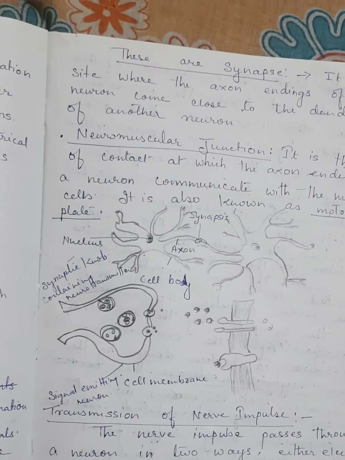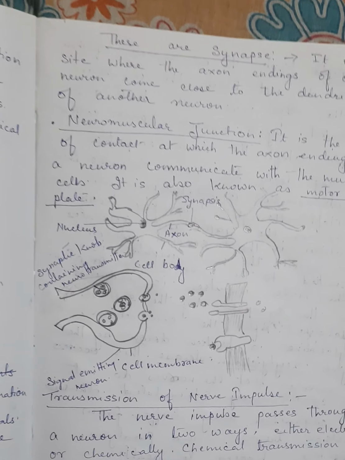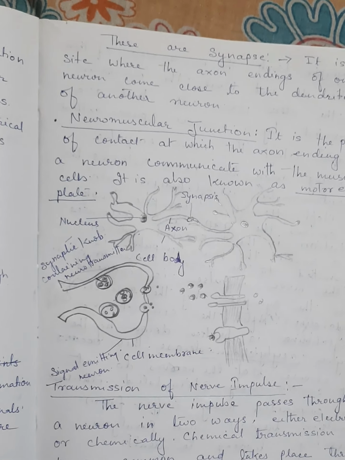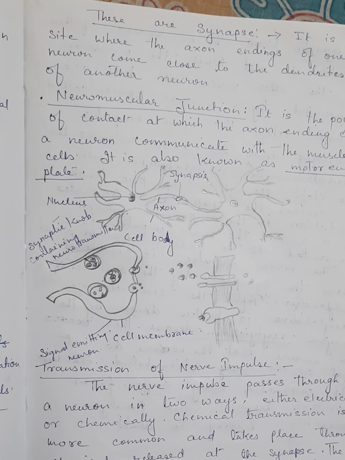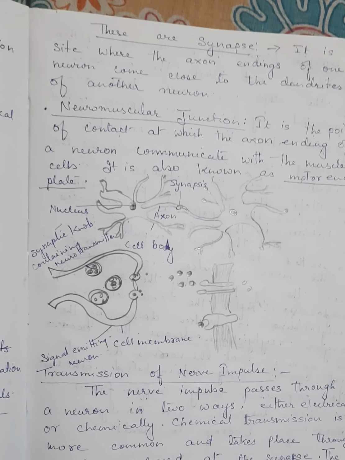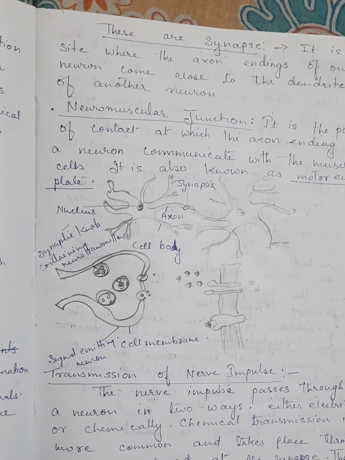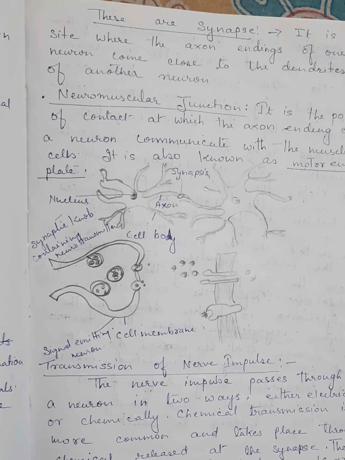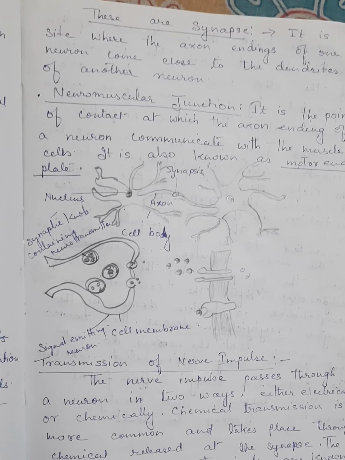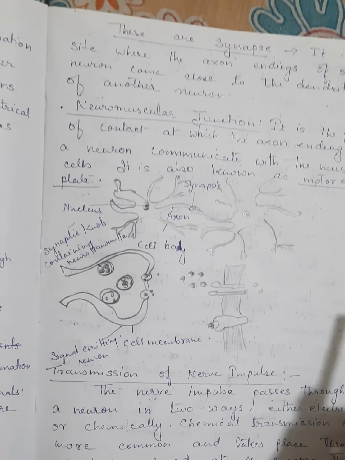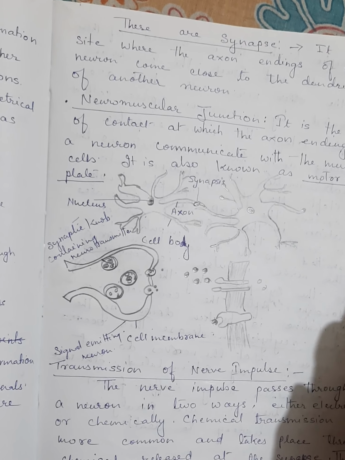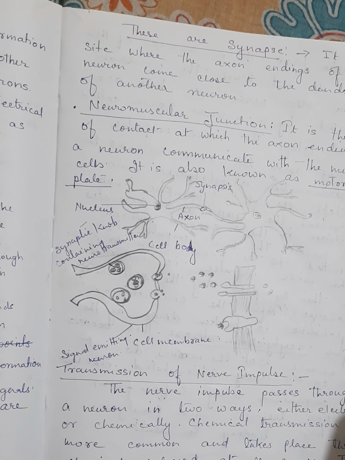These are synapses. A synapse is a site where the axon ending of one neuron comes close to the dendrites of another neuron. Neuromuscular junction. It is the point of contact at which the axon ending of a neuron communicates with the muscle cell. It is also known as motor end plate.